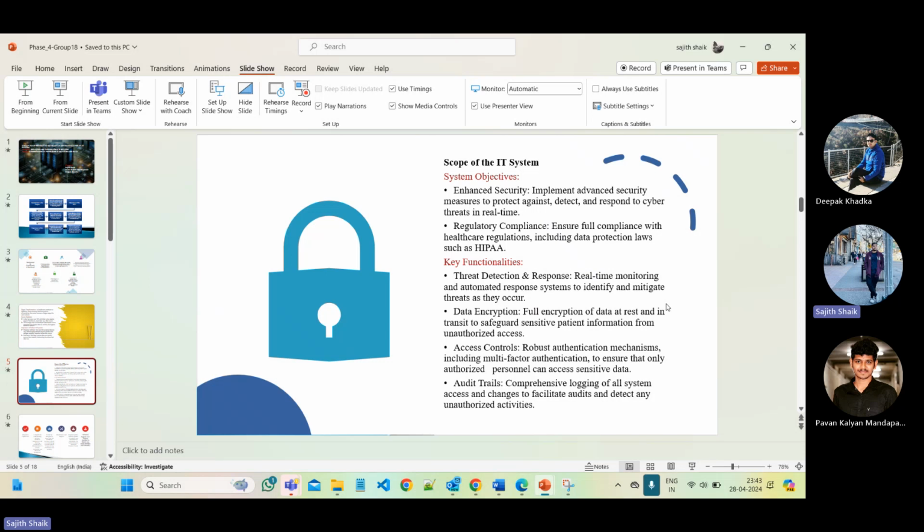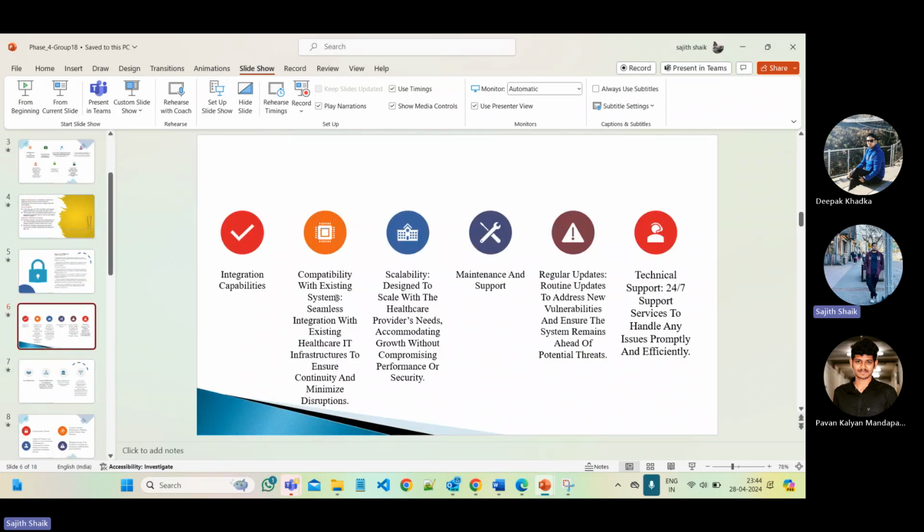And here is the scope of an IT system. We have the system objectives and some key functionalities: threat detection and response, data encryption, access controls, and audit trails. Furthermore, we have integration capabilities, meaning compatibility with existing systems, and scalability, maintenance support, and regular updates. We also have to maintain the technical team. So here Deepak will continue.